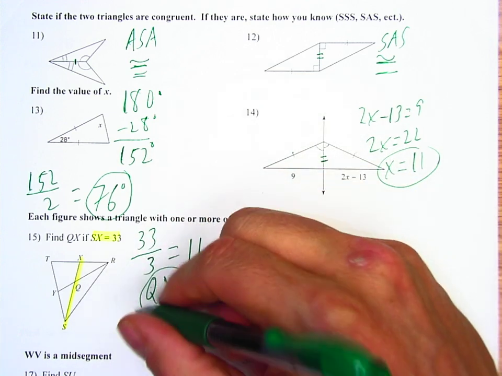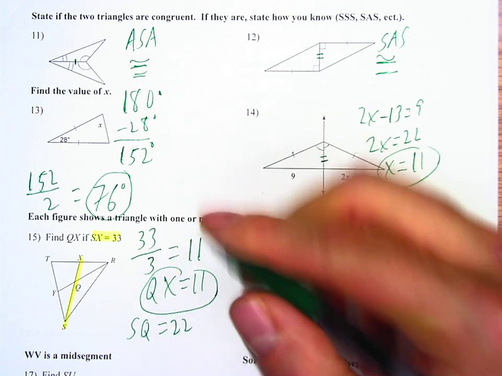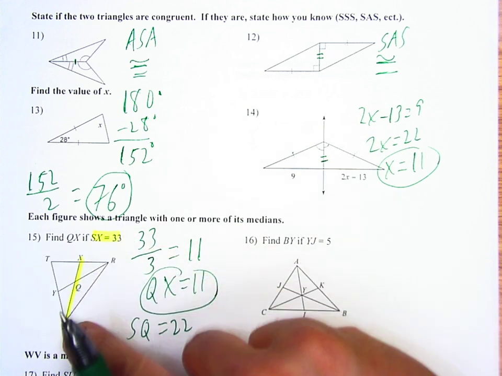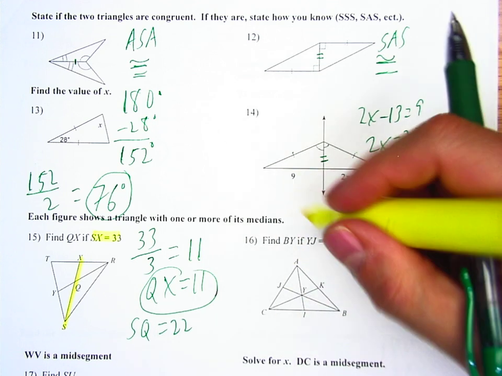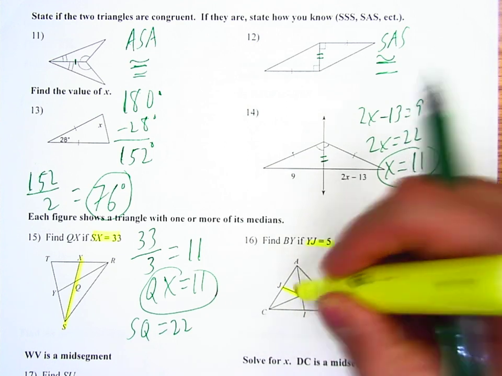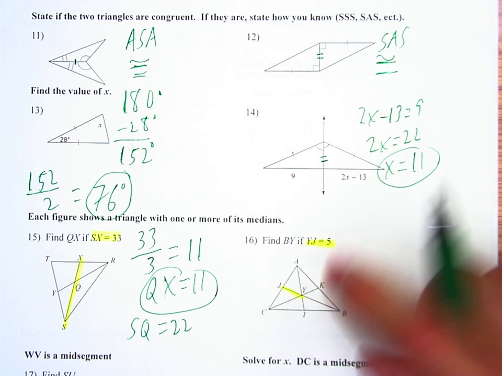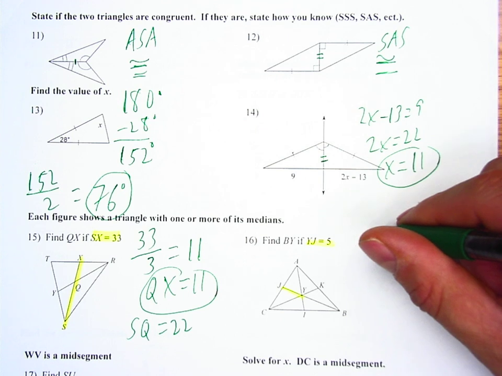And if I were to ask you for SQ, which I didn't here, SQ would equal 22. Because SQ is twice the length of QX, or in other words, the entire thing is divided into thirds. The same thing applies on the next one, but I'm giving you YJ, which is only a small portion, only this portion. So that portion there is half as much as the BY portion because it's a third of the total length.